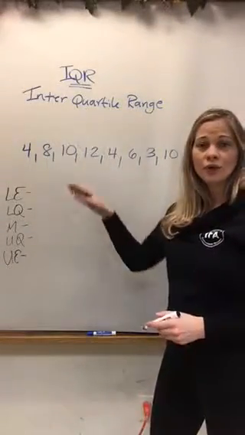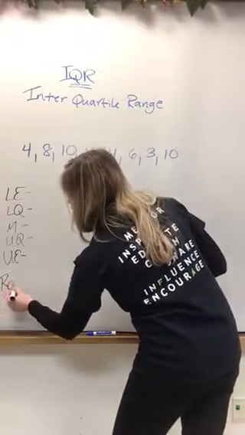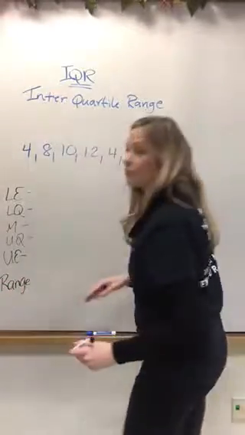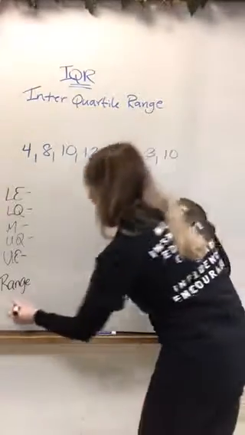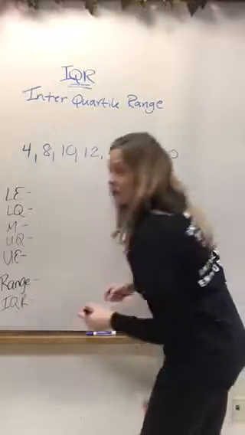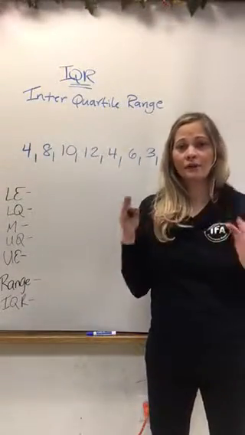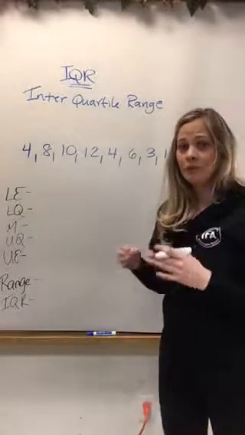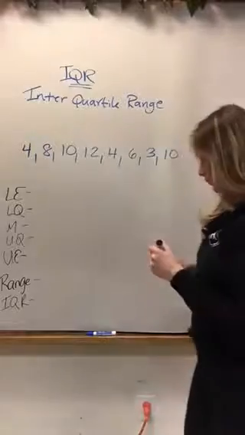In addition to these bits, you will also be finding the range, which is the difference between the greatest and the smallest number in the data set, and the IQR. Now, something to know about the IQR is the greater the IQR, the greater the variability of your data. And we'll be talking about that in a little bit after I create my chart.